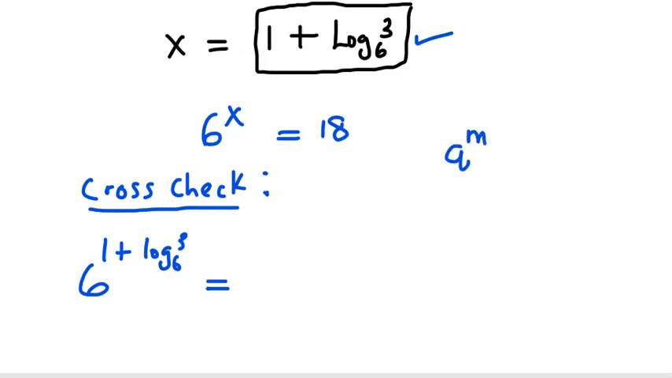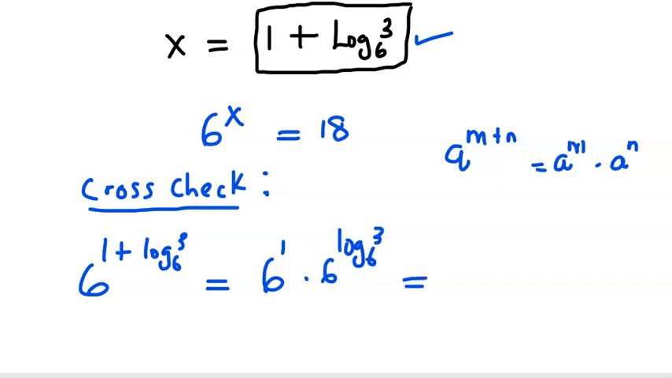Let us record this property: a to the power of m plus n is equal to a to the power of m multiplied by a to the power of n. So this will be equal to 6 to the power of 1 multiplied by 6 to the power of log of 3 to the base 6. So this will be equal to 6 to the power of 1, we just have 6, multiplied by, for this part, let us make use of this property. We know that a to the power of log x to the base a is equal to x.